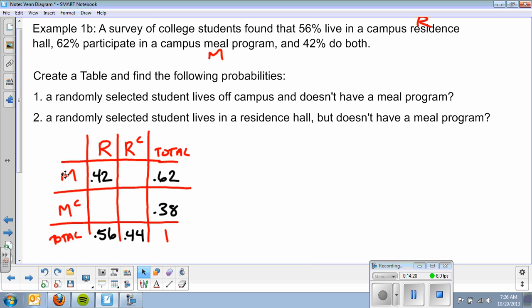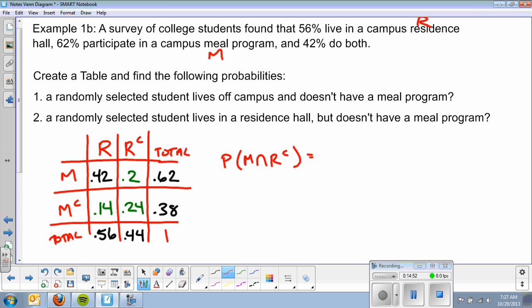Now, what I end up with is kind of a little puzzle here. I just subtract across, so take 0.62 minus 0.42, and you get 0.2. I take 0.56 minus 0.42, and I get 0.14, and subtract again here, and I get 0.24. And they all have to fit in. And now it's very easy to identify things like the probability of M and not R, meal plan, not residence. Well, I can just find the overlap of M and not R, and get 0.2.